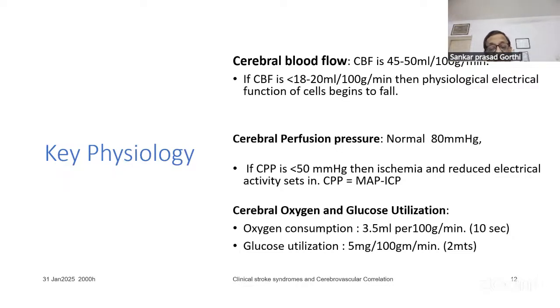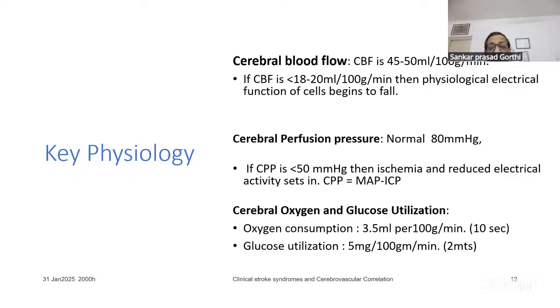The oxygen consumption is 3.5 ml per 100 grams per minute. Suppose that particular area which I showed you, end arteries, gets blocked, that area will survive only for 10 seconds if it is not restored. Then that particular area is damaged. Similarly, glucose is about 5 milligrams per 100 grams per minute is a requirement. So if a blood clot disrupts the blood supply, the storage capacity is only for 2 minutes. So oxygen 10 seconds, glucose 2 minutes, and beyond that the area gets damaged.